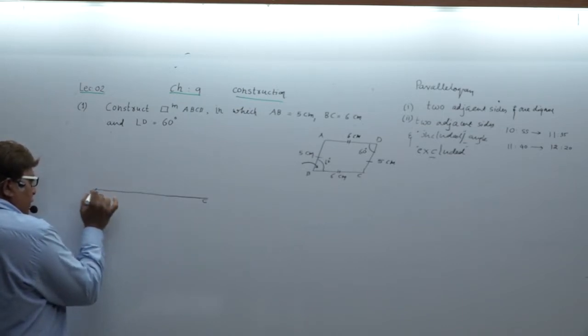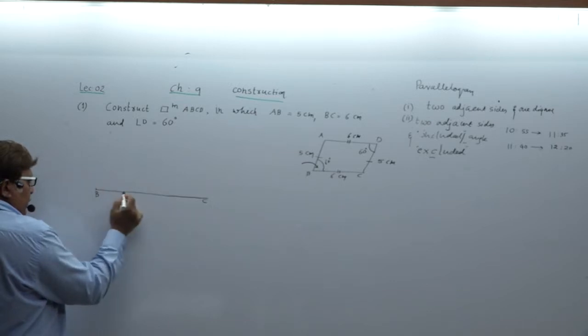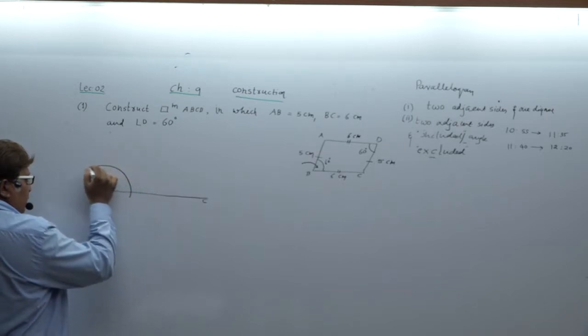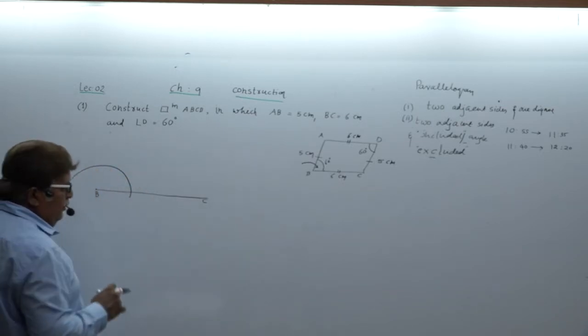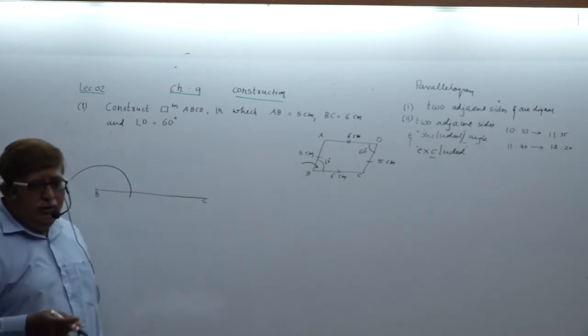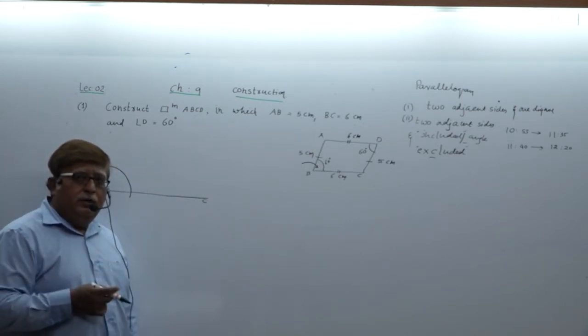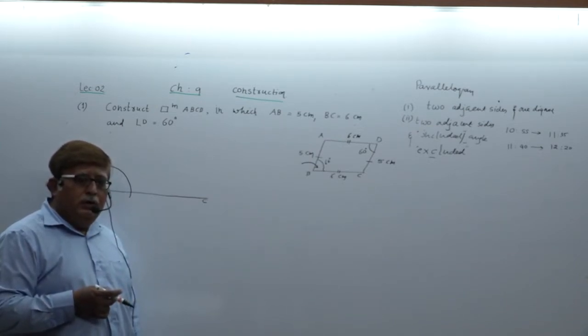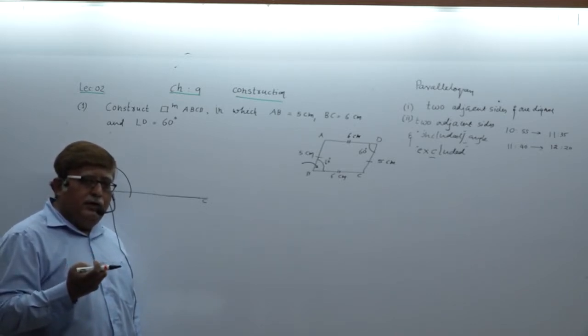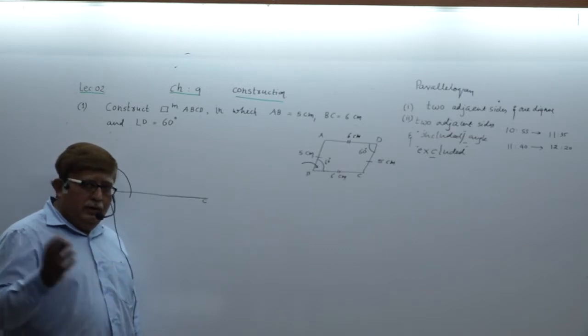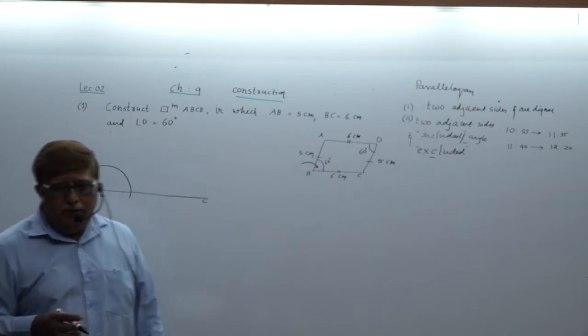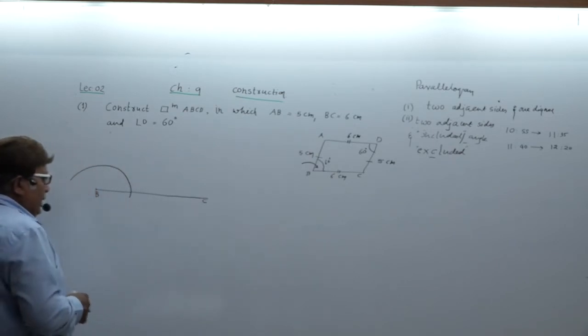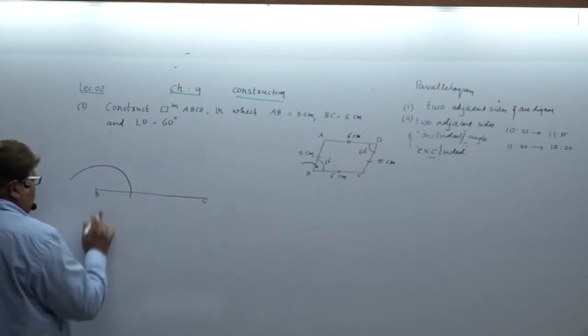Center your compass at B, take some appropriate radius and draw such an arc. I am not utilizing my pair of compass because I was utilizing it in the online lecture before we met live in the offline classroom. But in our offline lecture, when we revise, you will come to know how to utilize the pair of compass properly.